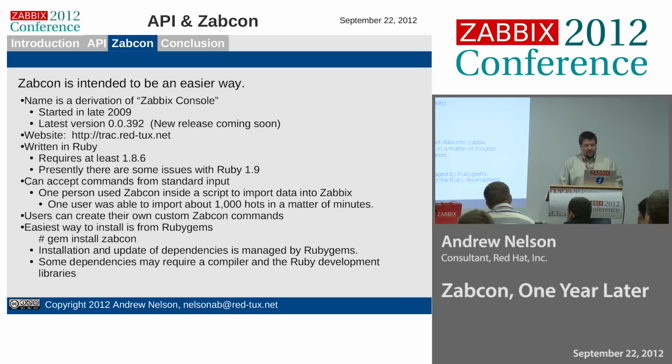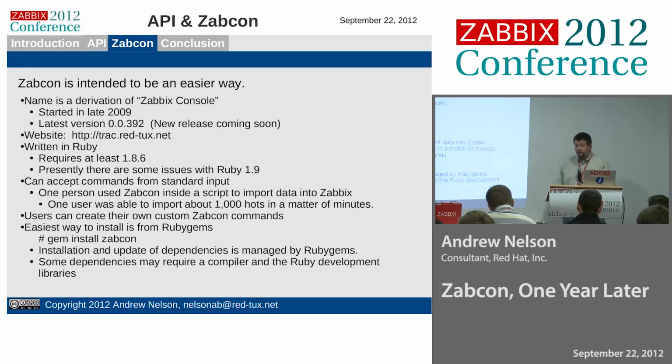It started back in 2009. The latest version out there is 0.0.39.2, and that's actually soon to be incremented. There are a couple of features in Subversion that need to be finalized a little bit, and then the latest gem will be pushed out. The easiest way to install it, as we'll see later, is just to do a gem install Zabcon, and all the dependencies are installed as well.